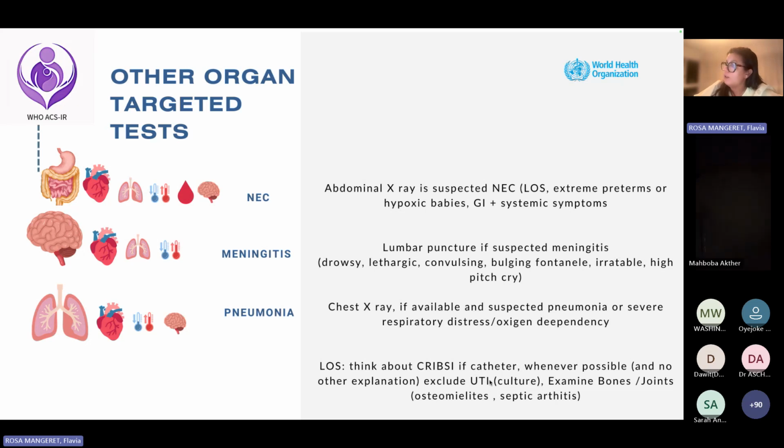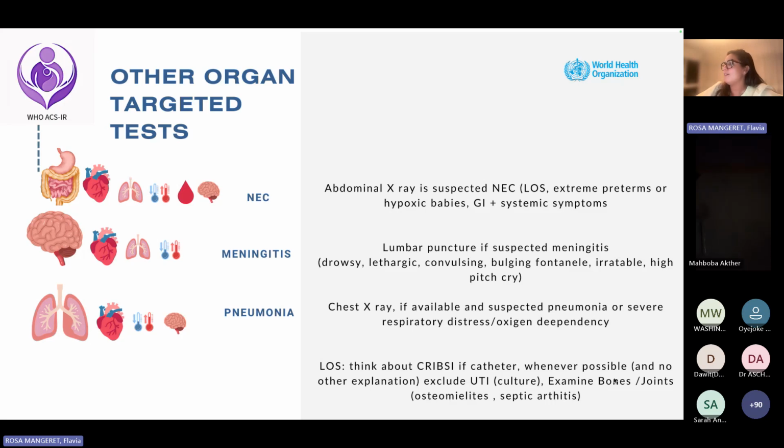So also include UTI. Just think about UTI, especially when you don't have any other symptoms. So UTI is also a possibility as a late onset infection in neonates. Not many people will be able to do it, that's all right, but just to mention it again.